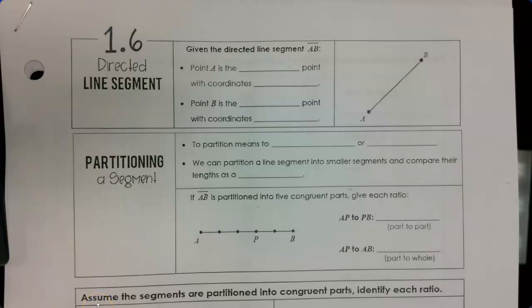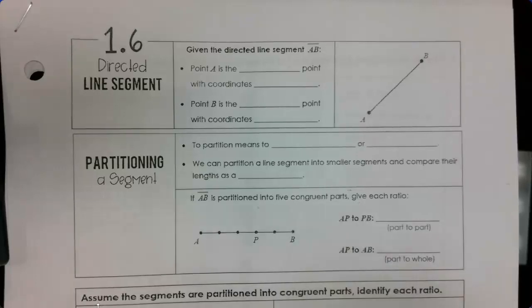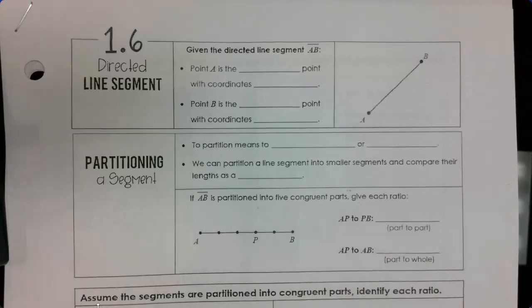So today we're going over 1.6, directed line segments. This is the last thing we're going to cover before our test. We also are going to have a quiz next Wednesday on 1.4 to 1.6. So there's a quiz on the second half of the stuff we learned after our first quiz, and then there's a test over everything on Friday.